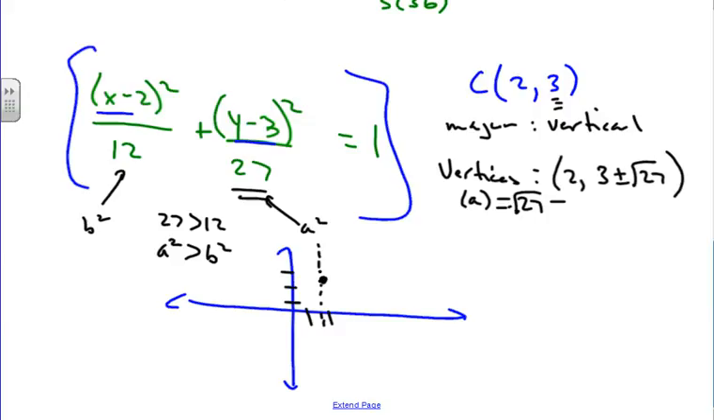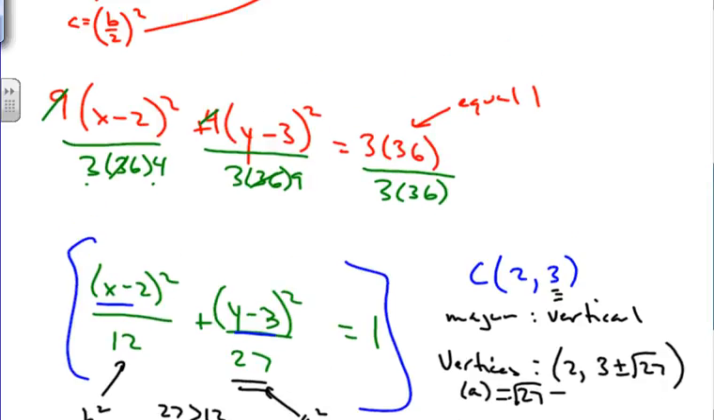Now, we also can go on the sides, and that's where we find our b value. That's what we call our minor axis points. Our b values, we're going to take the square root of 12, because b squared is equal to 12. In this case, this is going horizontally because our minor axis is horizontal. So we're going to take 2 and add and subtract the square root of 12, and then we have 3. Well, that's our vertices and minor axis, but we are looking for our foci.